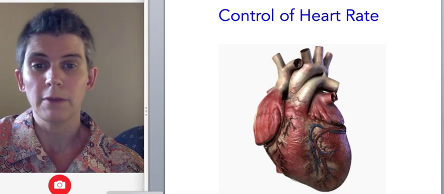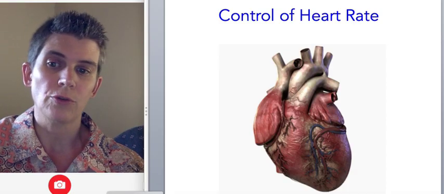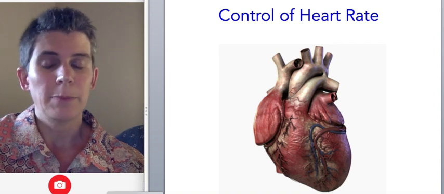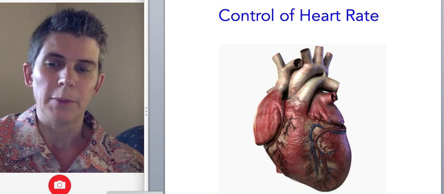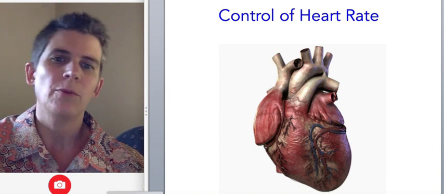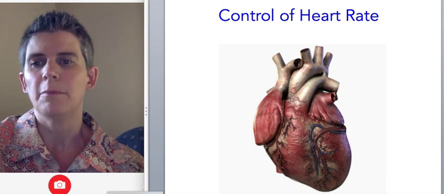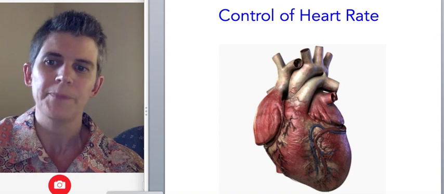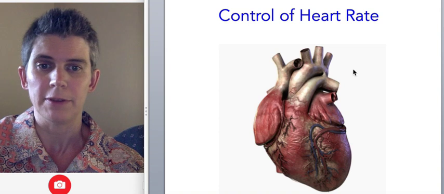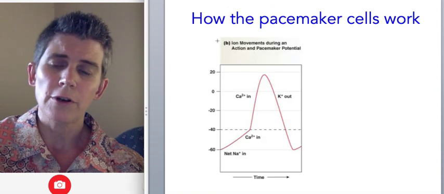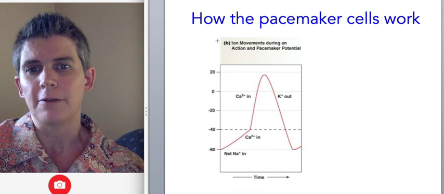Hello everyone. This video is about the control of heart rate. The heart can beat by itself, as I'll explain in a moment, and as you may already know, but the rate at which the heart beats is modulated, that is, regulated up and down by the sympathetic and parasympathetic nervous systems. Okay, first, how does the heart beat by itself?